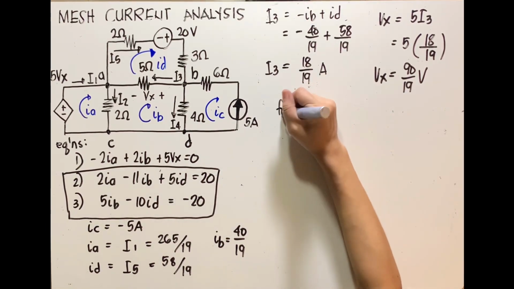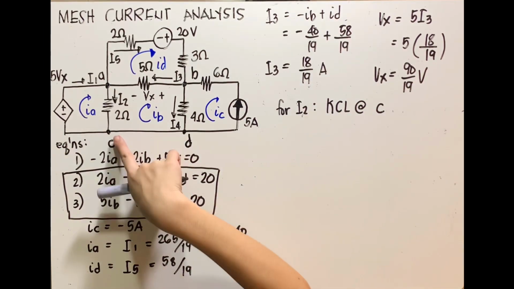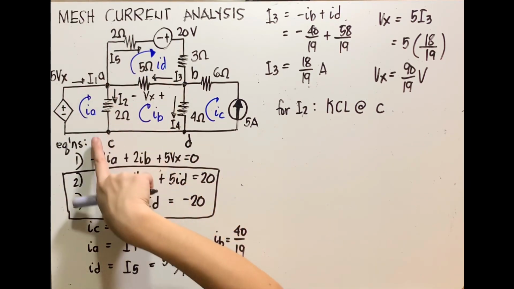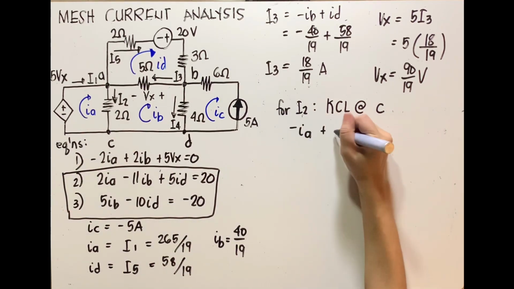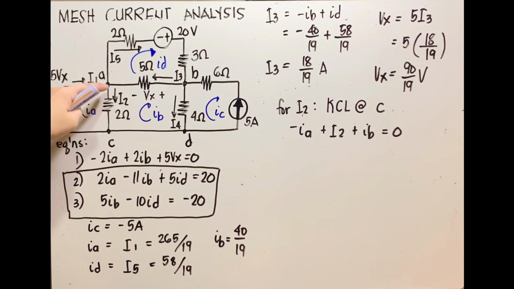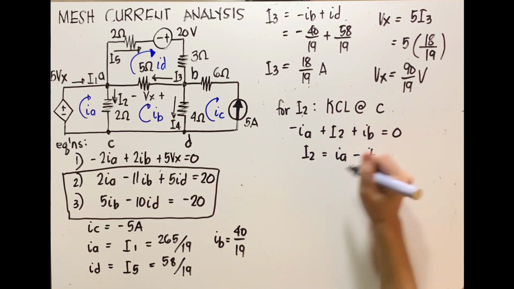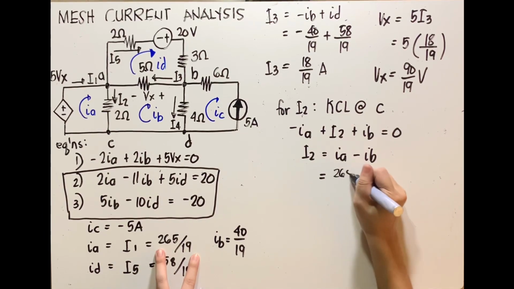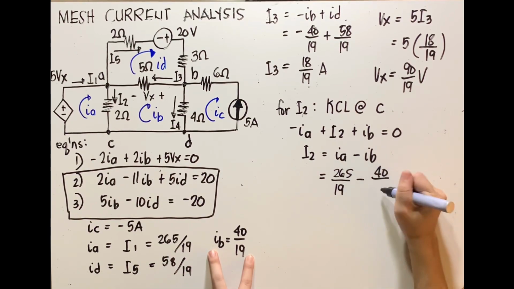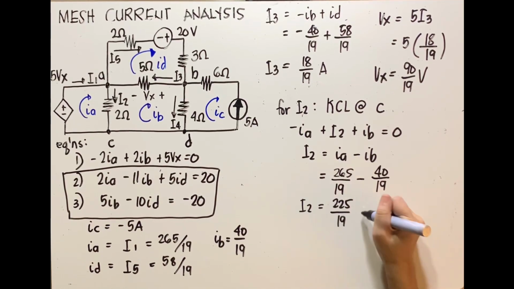Okay, so for I2, yung ginawa natin kanina, KCL at C. So, if I take KCL at C, pwede ka nang tumingin sa branch currents kung gusto nyo. But since this is mesh, magme-mesh ako ha. So, this is negative IA, positive I2, positive IB, equate that to 0. Negative, lalabas si IA, papasok si I2, papasok si IB. Therefore, I2 is equivalent to IA minus IB. What is IA? IA is 265 over 19 minus IB, which is 40 over 19. So, you'll get I2, that's equivalent to 225 over 19 amperes.